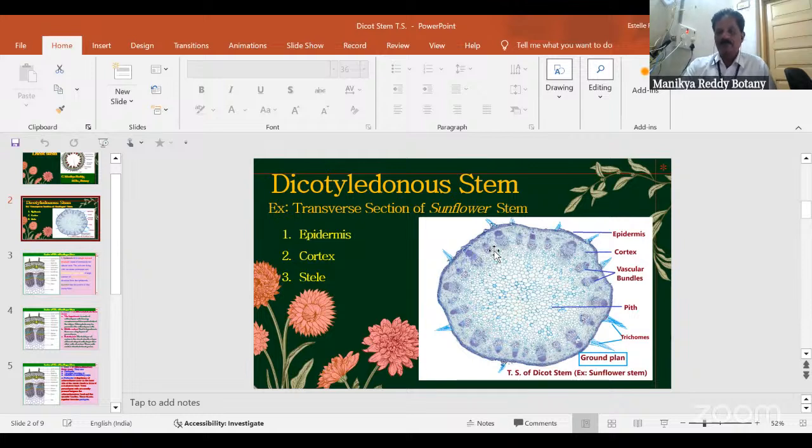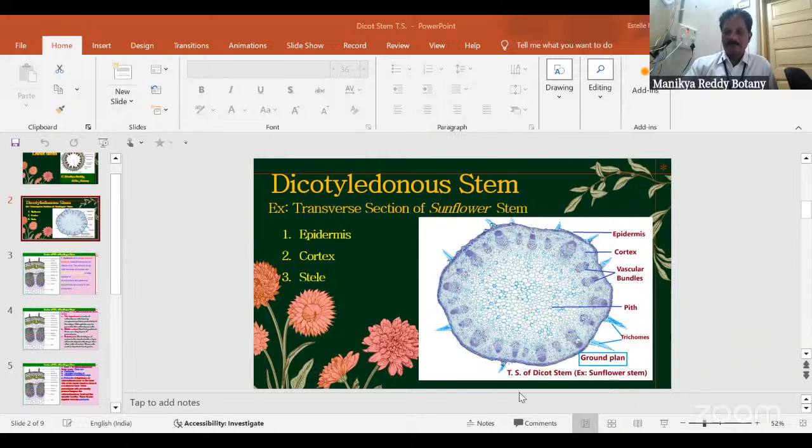Eustele is a true stele. What do you mean by eustele? Eustele is a type of stele with a limited number of vascular bundles that are arranged in a circle, a definite circle. Such a stele is called eustele.